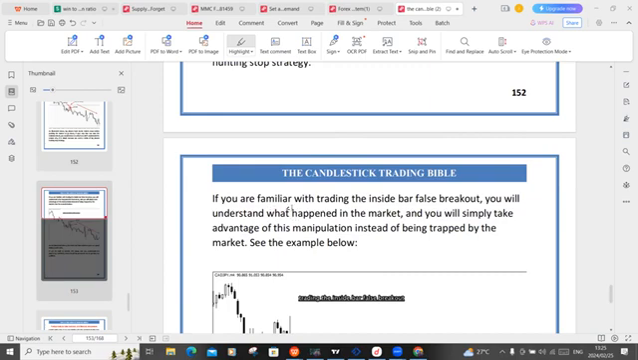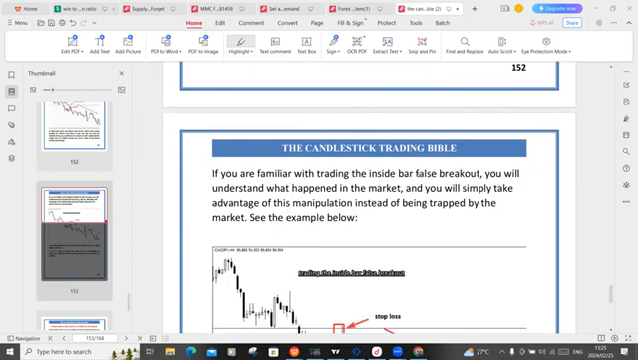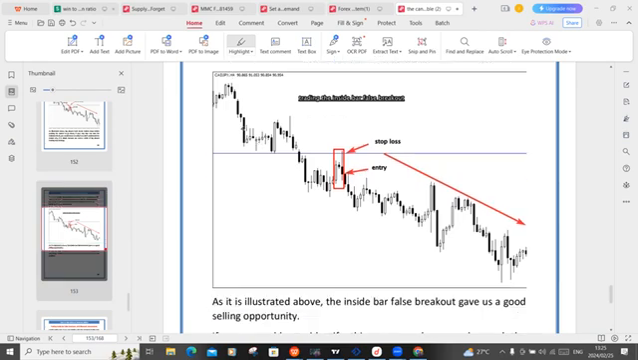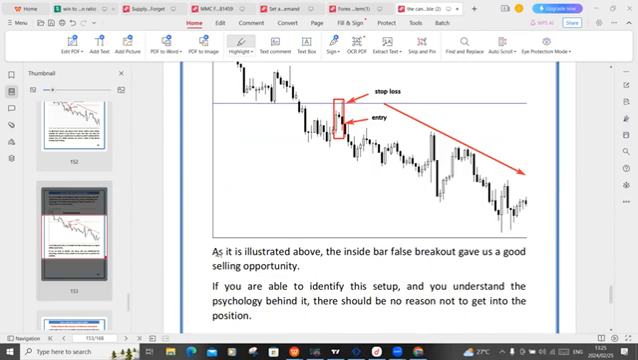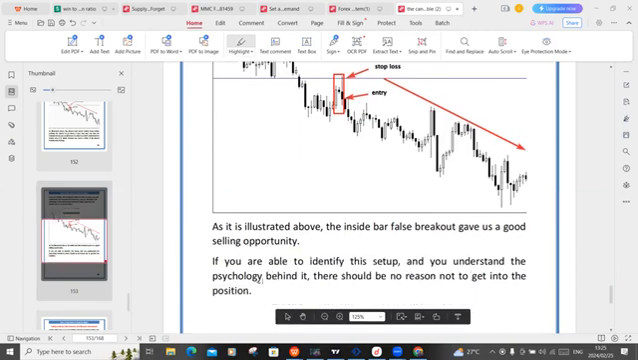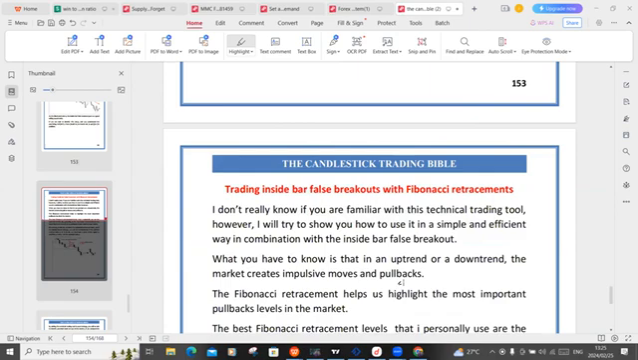All right. If you're familiar with trading the inside bar false breakout, you will understand what happened in the market and you simply take advantage of this manipulation instead of being trapped by the market. See the example below. All right, this is CJ, the 4-hour chart. Trading inside bar false breakout, stop loss, entry. Okay, let's see what the author is saying here. As illustrated above, the inside bar false breakout gave us a good selling opportunity. If you're able to identify this setup and you understand the psychology behind it, there should be no reason not to get into this position.